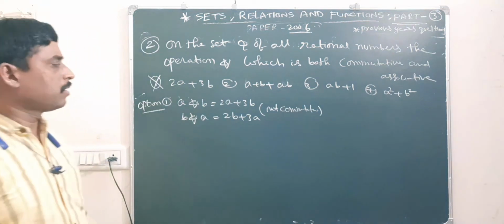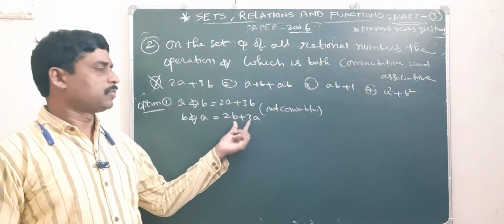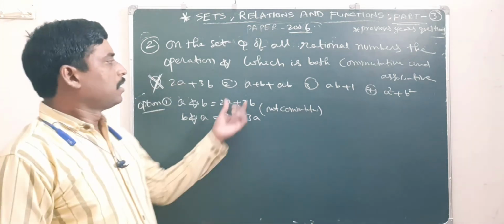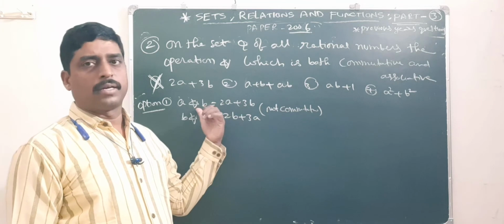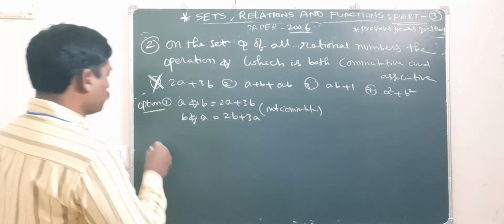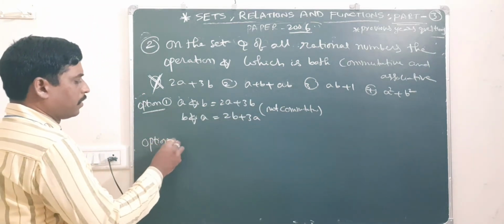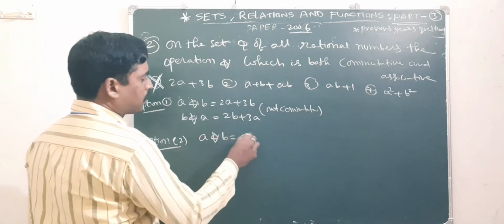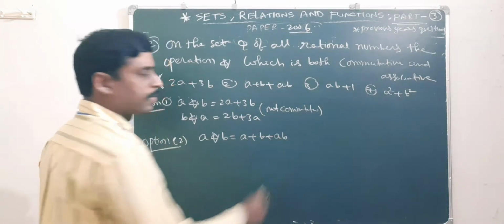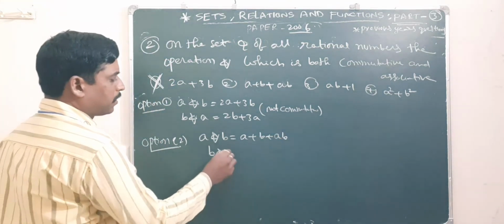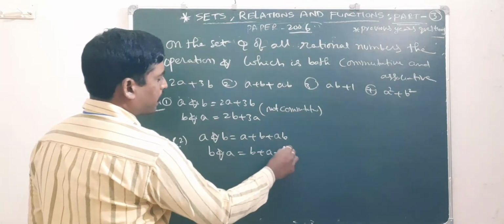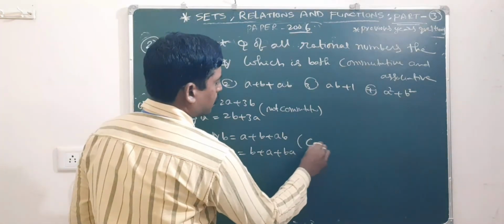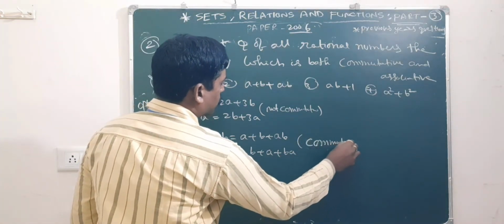Because a star b and b star a are different: 2a plus 3b, and this is 2b plus 3a. Both are different. This does not satisfy the commutative property. So the associative property also is not satisfied. So next, let us go to the next option. Option 2: let us take a star b equal to a plus b plus ab. B star a value is b plus a plus ba. So both are equal, therefore commutative is satisfied.